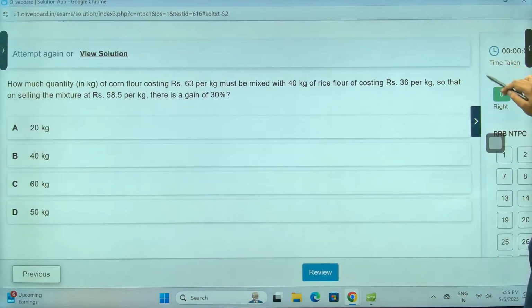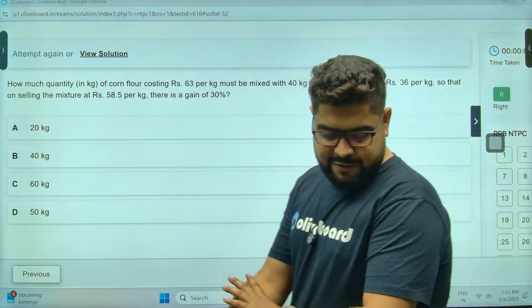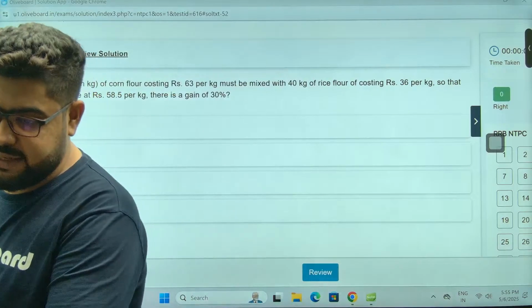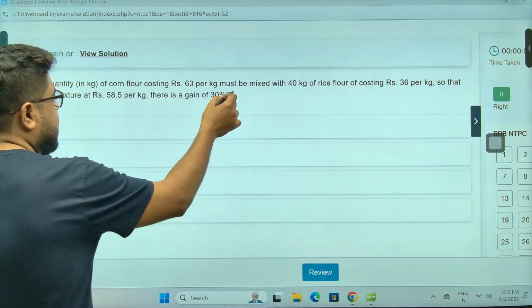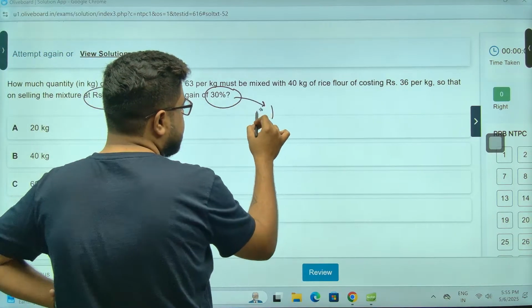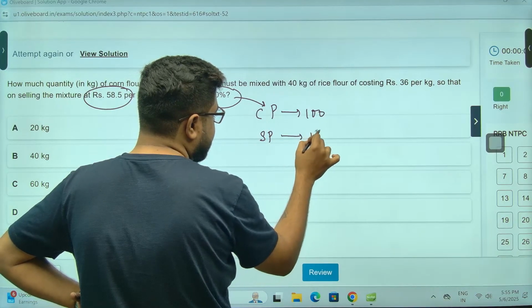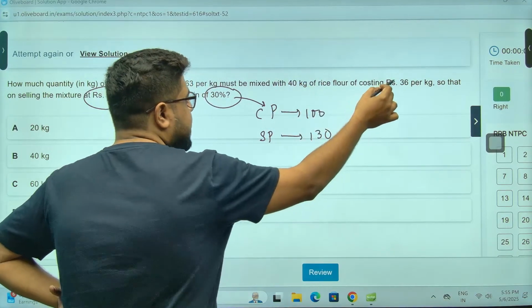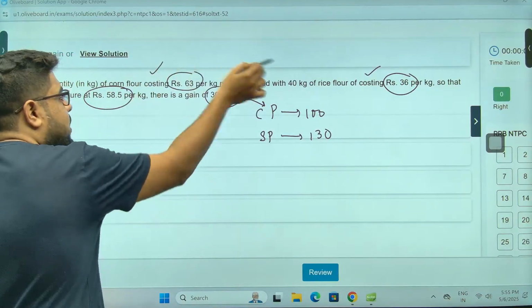Sir, alligation question with a profit and loss tip. Very important also for SSC mains, CGL mains. This is a very, very repeated time. So 30% profit at this. So 30% profit means CP 100, SP 130. Now everything, this is 36 rupees costing, 63 rupees costing, all are CPs.